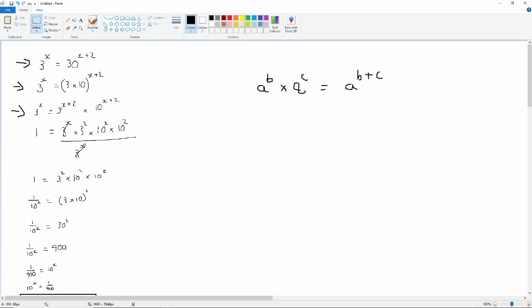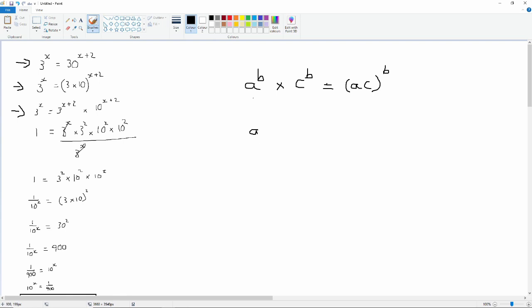One of the slightly lesser known laws of indices is when the indices are the same, you can multiply the bases. So a to the power b multiplied by c to the power b. Now note the indices are the same, so we can just multiply the bases. So that's a times c all raised to the power b. And let's just satisfy ourselves that that's the case.